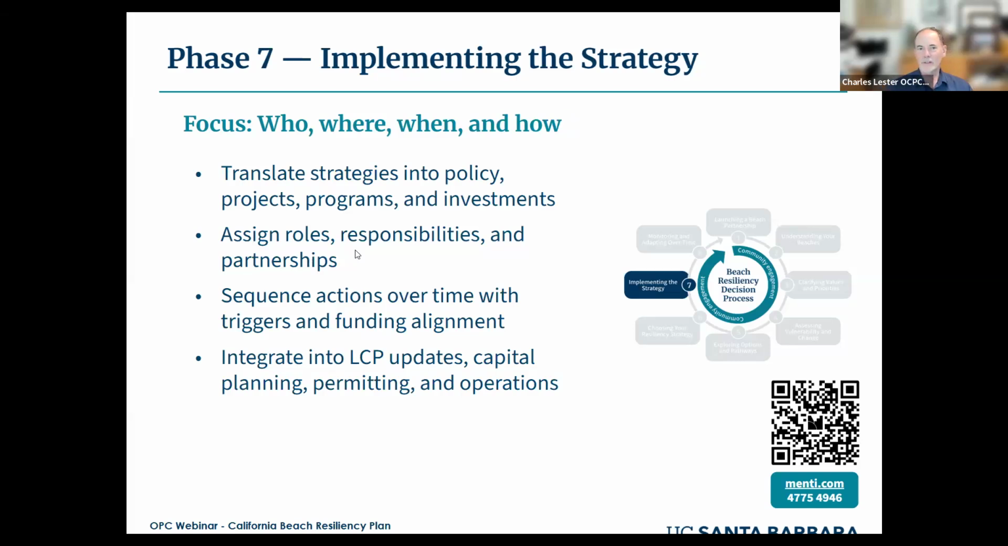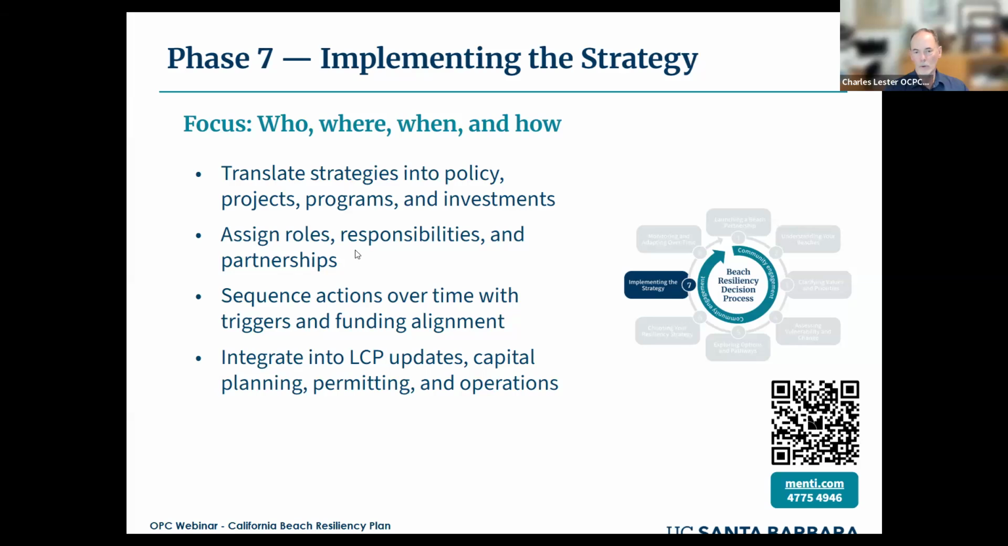And so this step is about translating your strategy into who's going to do it, where are they going to do it, when are they going to do it, how are they going to do it. And if you don't have this step in your planning process, then you might as well not have the strategy, I think. So you're translating your strategies into policy, projects, programs, investments.